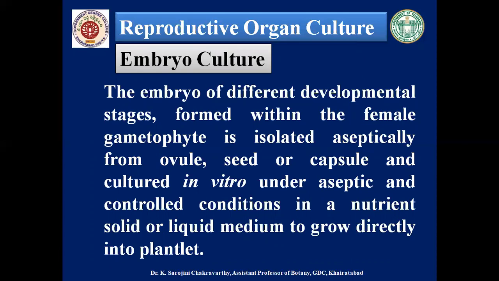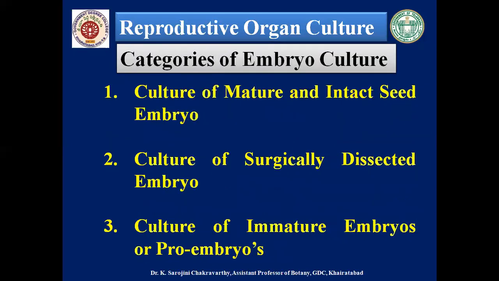The embryo of different developmental stages, as we studied, starts with globular, torpedo, and next heart shape. So there are different stages, and it goes in a progressive, orderly way. Formed within the female gametophyte, the embryo is isolated aseptically from the ovule, seed, or capsule, and cultured in vitro under aseptic and controlled conditions in a nutrient medium, whether solid or liquid, to grow directly into a plantlet.